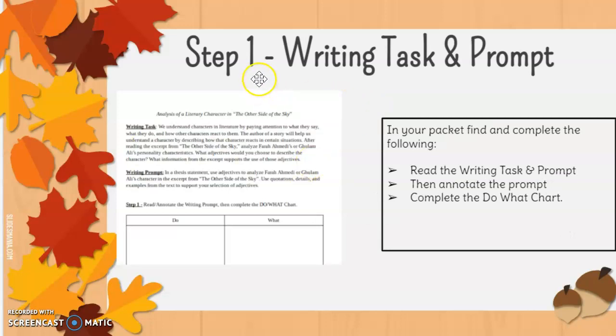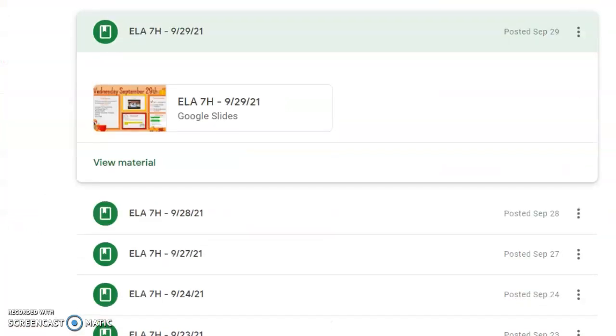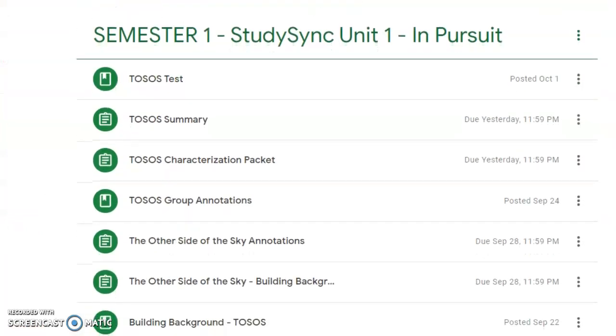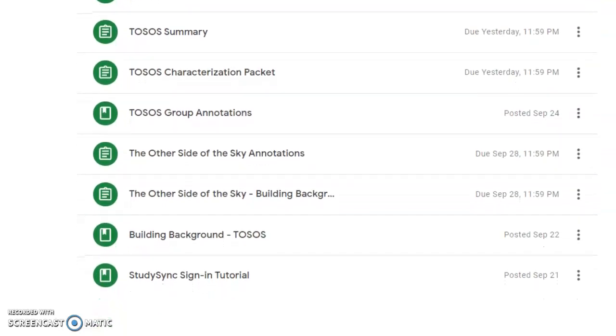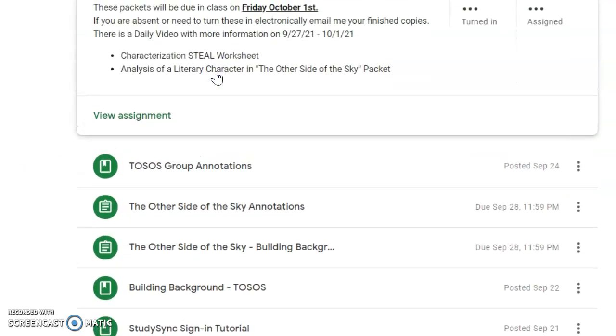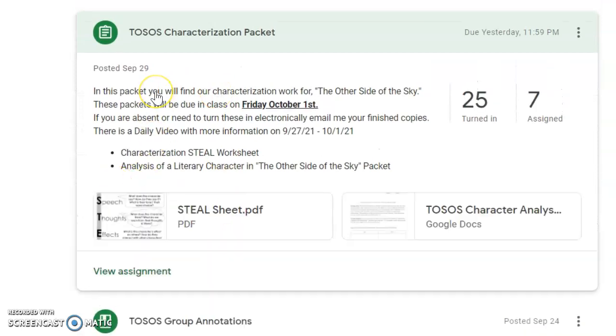So step 1, your writing task and your prompt. You're going to go ahead, I'm going to use period 1's Google Classroom for this. You're going to go ahead and go down to semester 1, StudySync in Pursuit, of course. You're going to go down to The Other Side of the Sky characterization packet, okay? In this packet, you will find our characterization work for The Other Side of the Sky. These packets will be due in class on Friday, October 1st, okay?